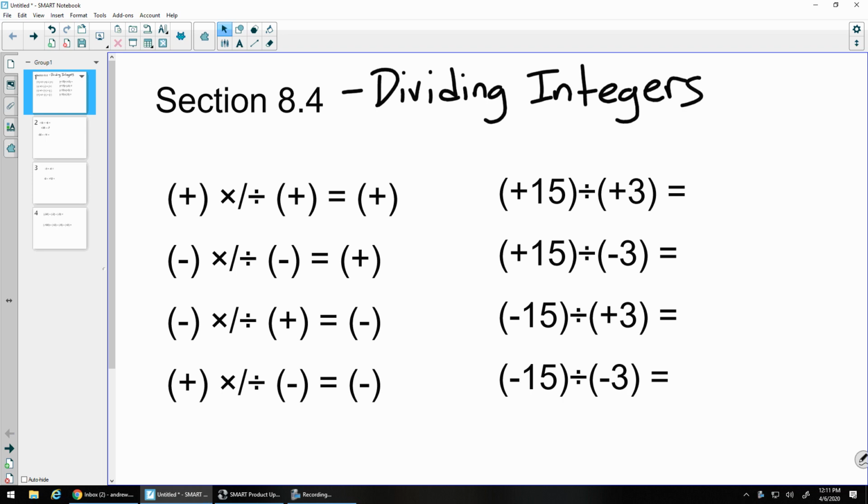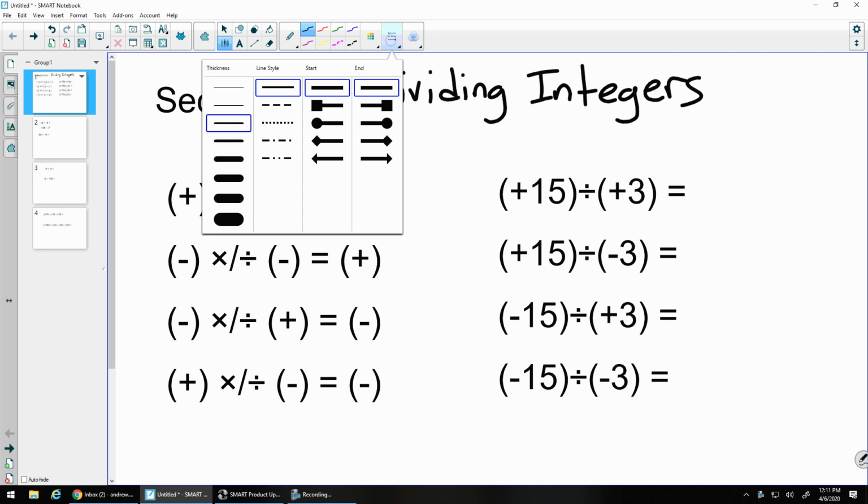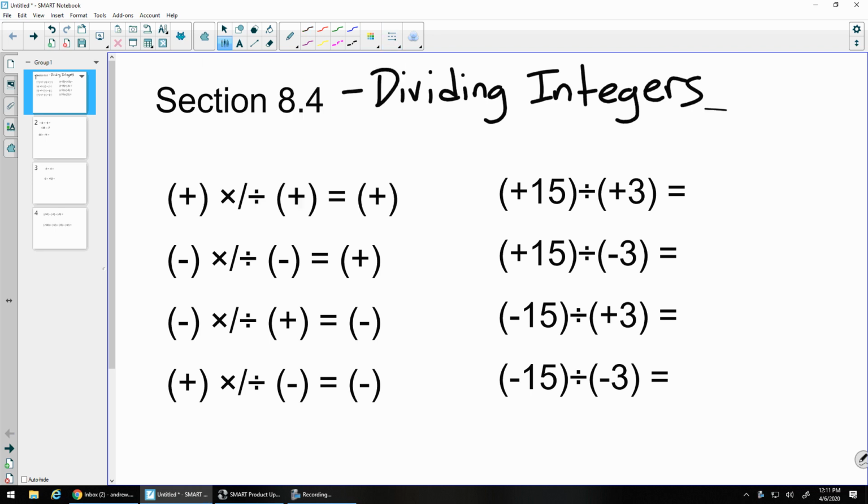Okay, so last time we went over multiplying integers, and we looked at using some integer chips to show how we do that. We're not going to do that today because dividing with integer chips, I think, is just way too confusing for it to really be worth it. So last time we learned some rules. Now I've written out the rules here, but I've just added division.